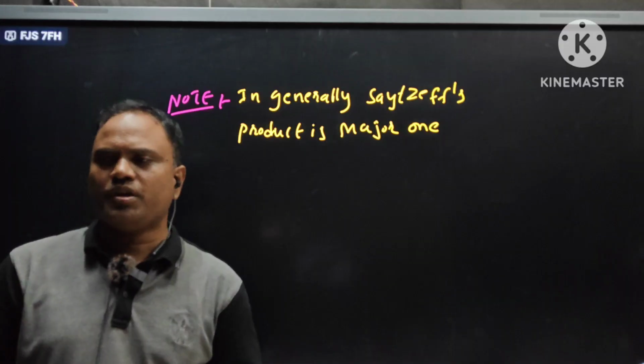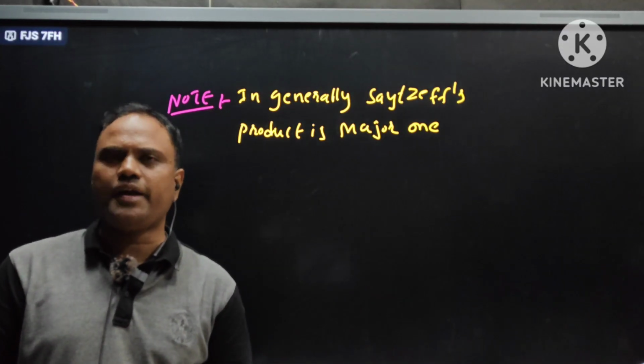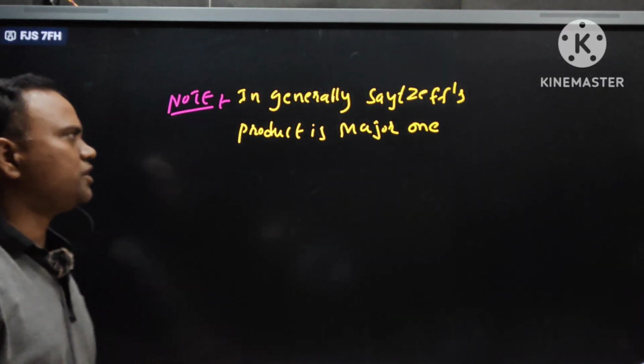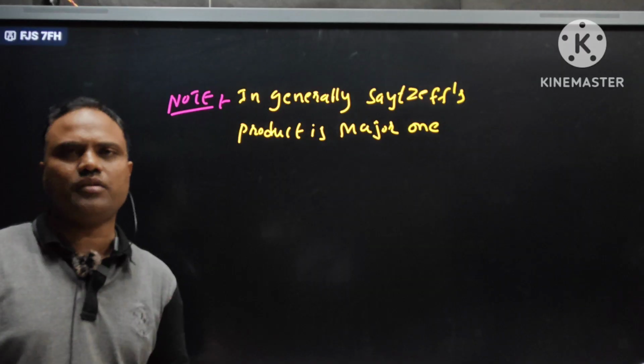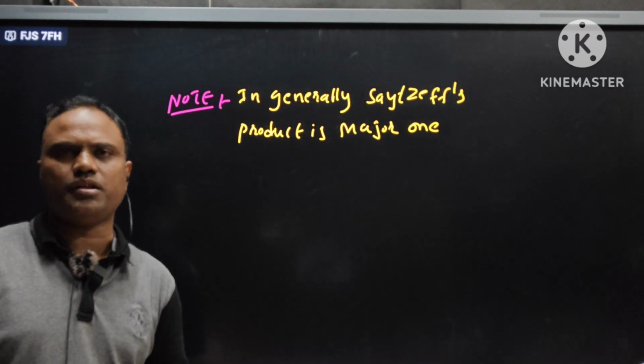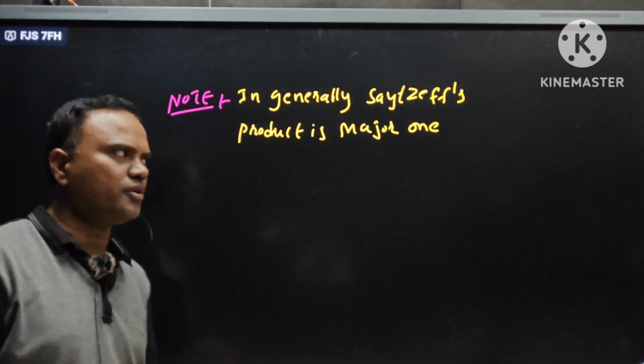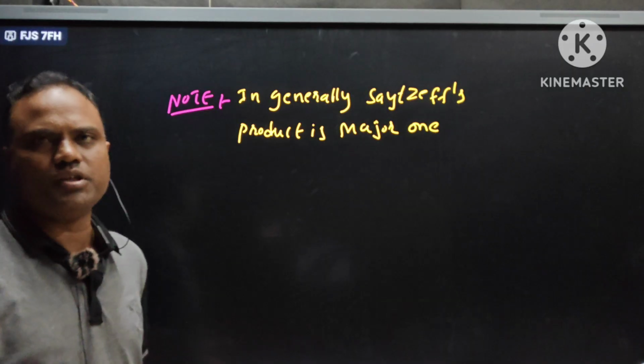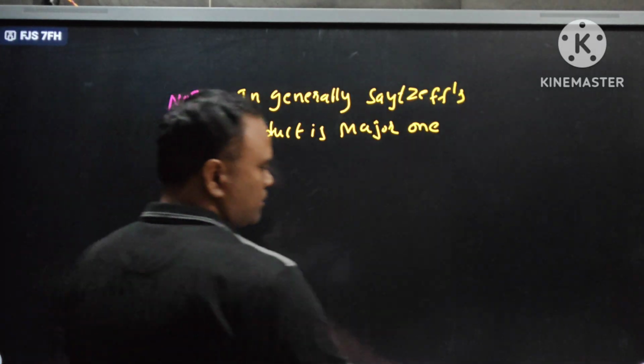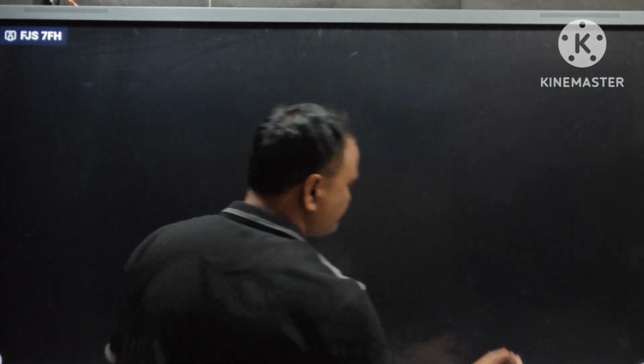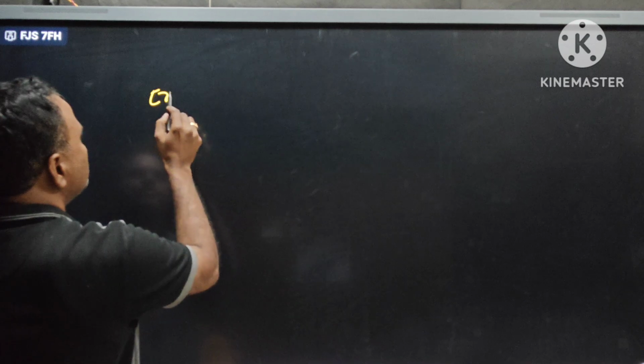Our heading is writing the major product or writing the number of alkenes. Let us take one simple example and decide which is the major alkene and which is the minor, which is the major product and which is the minor product. This is a question-coming area. Okay, look at this. Coming to the first example.